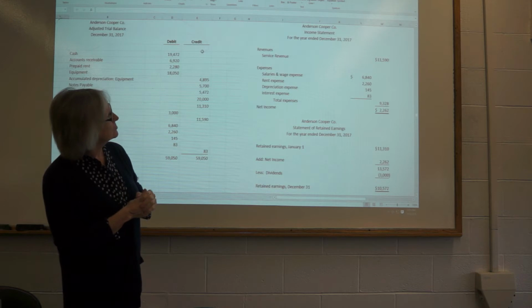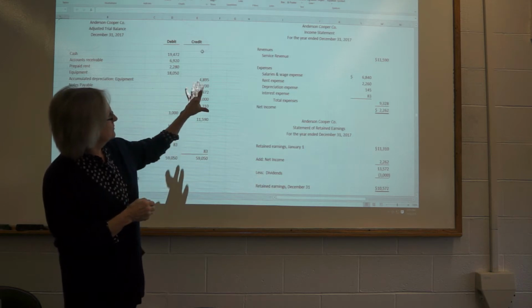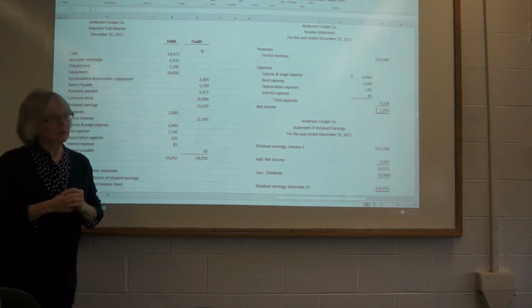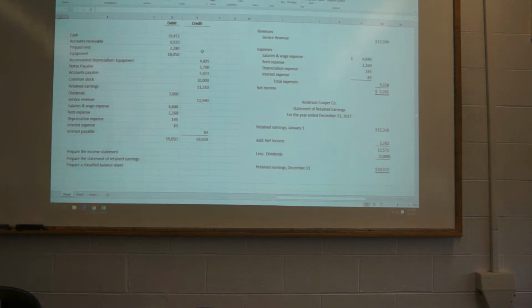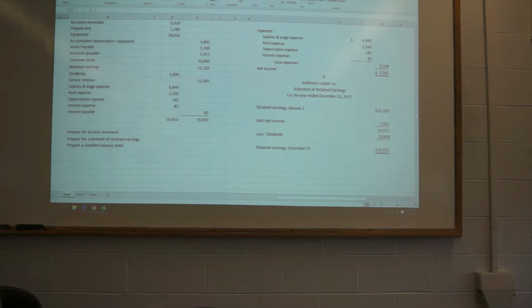with the on-campus students. So you have to know exactly what goes on your income statement and put it in fairly decent format. Your retained earnings statement, you have to find your beginning retained earnings over on the adjusted trial balance, add your net income less your dividends, and get your ending.